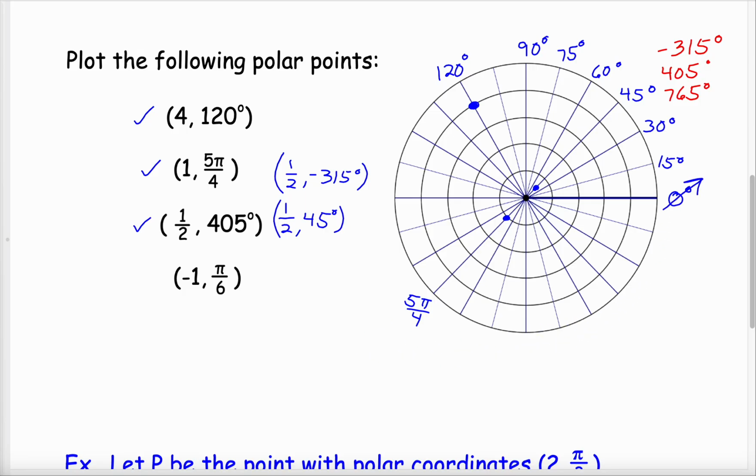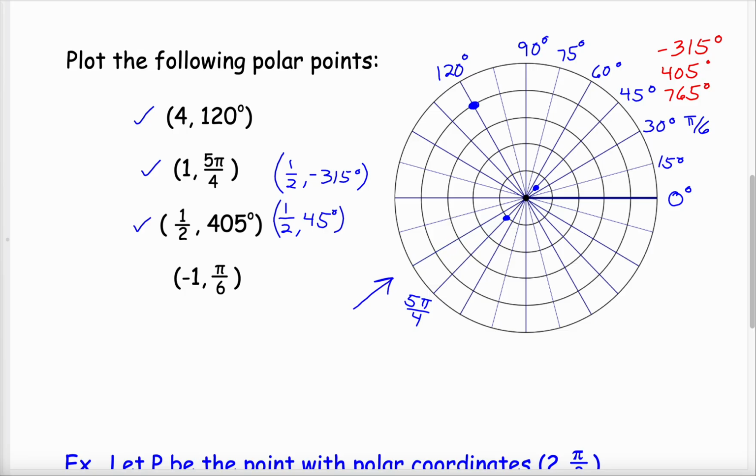So wait, we know pi over 6 is 30 degrees. Okay, so we got that. Let me write that pi over 6 next to there. Pi over 6 radians. But it's a negative 1 for the r value. So what do you think? Well, it's not going to be right there. That would be positive 1, pi over 6. So what most people would guess is negative 1 means we're going to go in the opposite direction. So we're going to go right there.